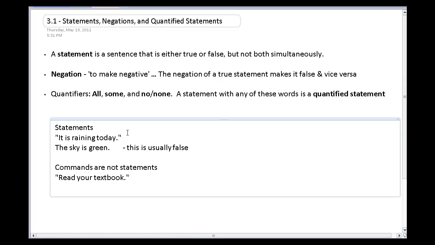On the other hand, the phrase commands are not statements, this is a statement. It's a sentence. It's got a noun and a verb and everything, and it can be a true or false statement. This one happens to be always true, just to be kind of cute. How are you? This is called a question. A question is not a statement.